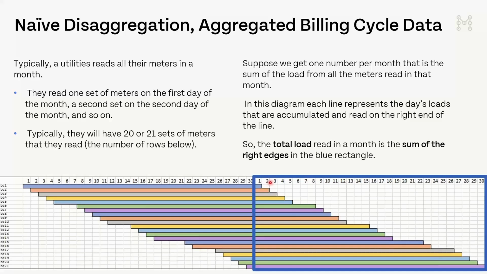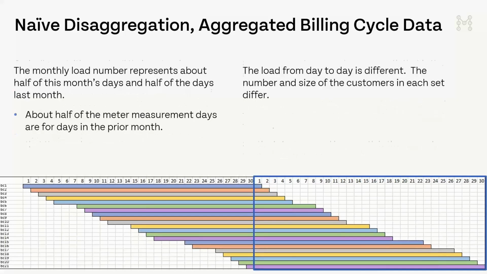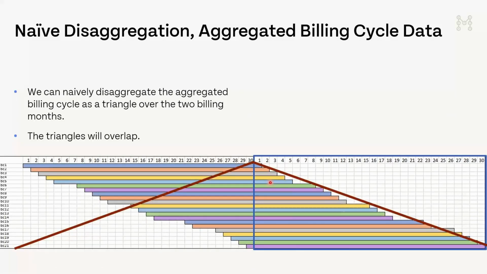But there are times when we only get one number per month, or one number per month by customer class. And so we need to figure out, can we use this data? Typically half the gas would have been burned that month and half the previous month. So in a naive disaggregation, we just put together a triangle.